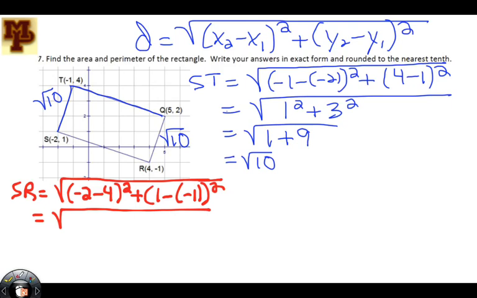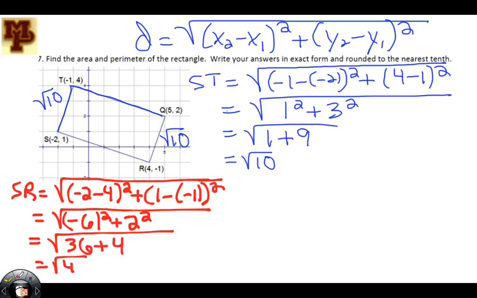So that's going to be -2 minus 4. So that's going to be -6 squared plus 1 minus a -1, which is actually 2 squared. So we've got 36 plus 4, so square root of 40. Sound good? Square root of 40. So that means this is square root of 40. I'm not going to worry about simplifying radicals right now. So square root of 40 across from each other.